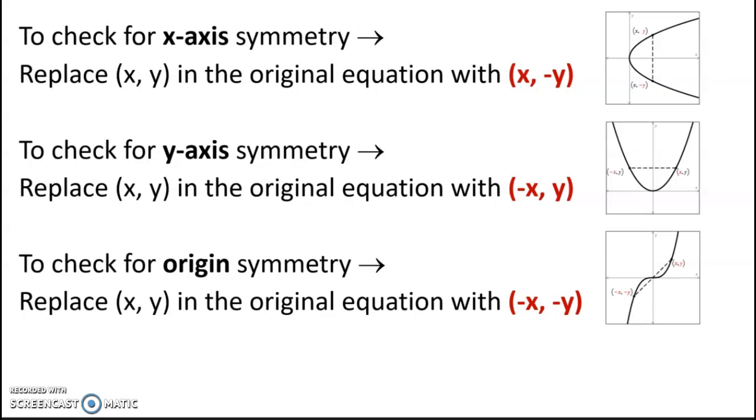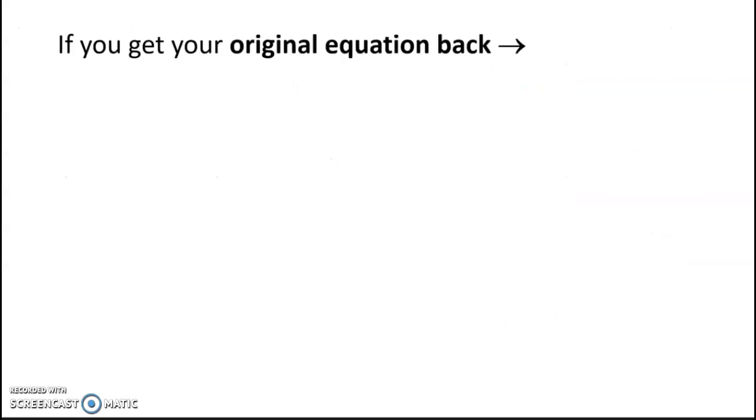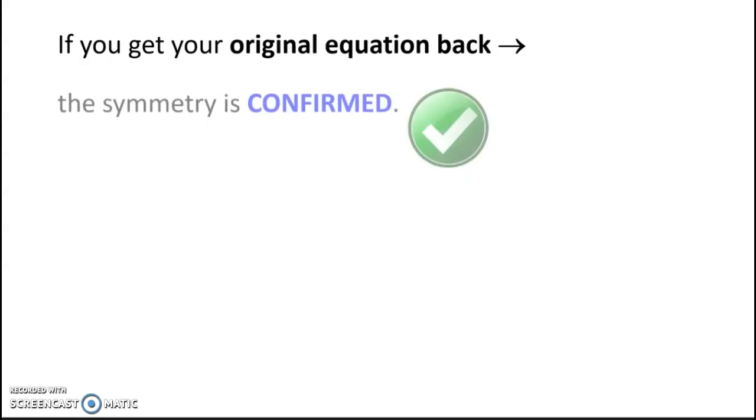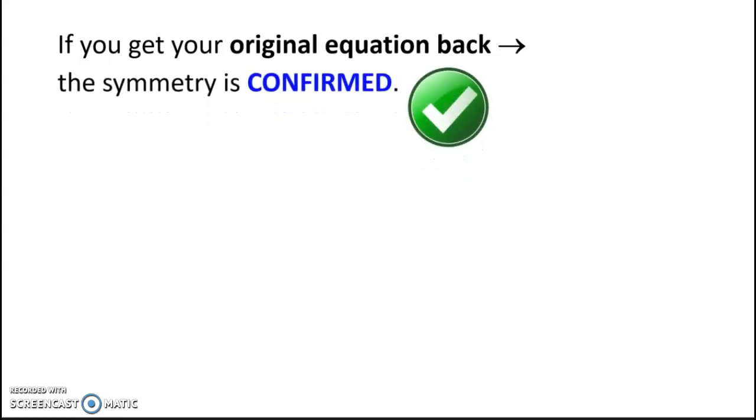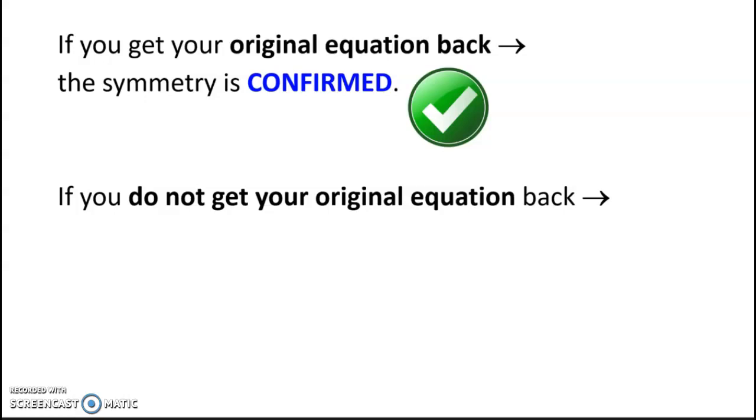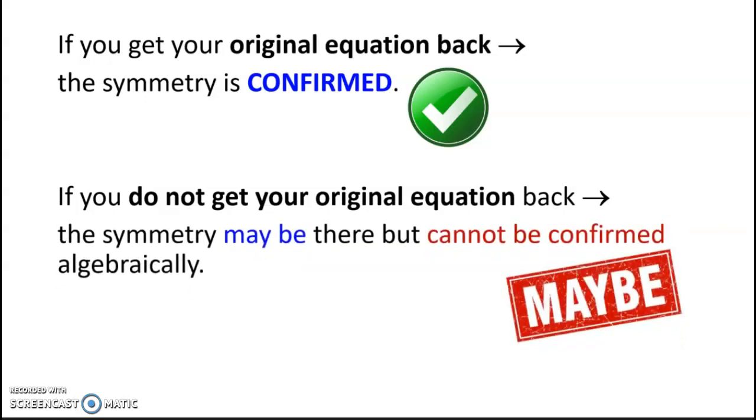Once we've made the replacements, we'll manipulate the equation a little bit and see what we get. If we get the original equation back, then the symmetry is confirmed. If we do not get the original equation back, the symmetry might be there, but we can't confirm it algebraically. Those are maybes. We can confirm, but we cannot deny the existence of that type of symmetry through algebra.